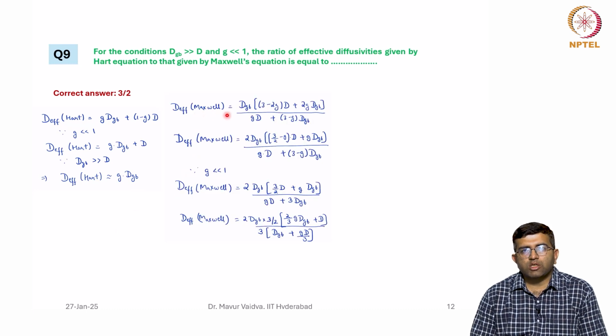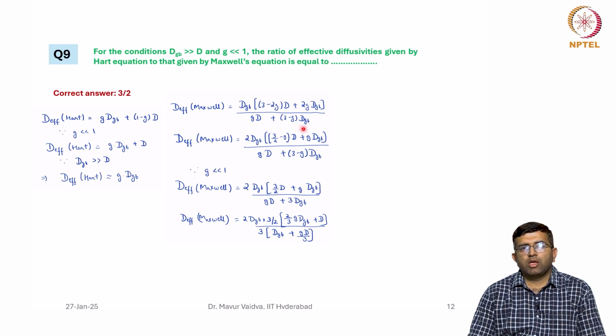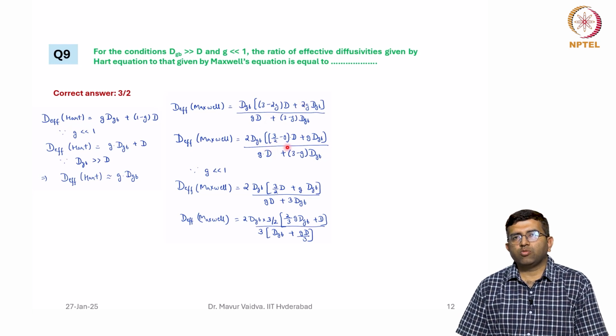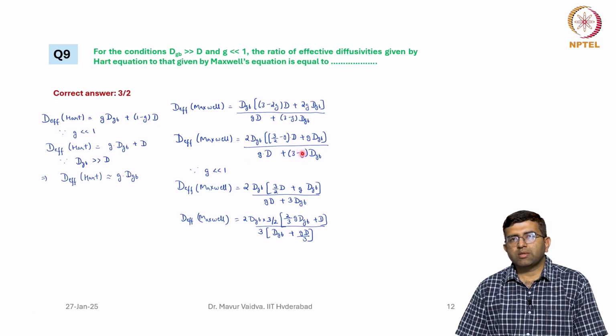Now, Maxwell's equation, the D effective is given by this expression: DGB into (3 minus 2g) into D plus 2g into DGB divided by gD plus (3 minus g) into DGB. So, if I take 2 common from here, I have 3 by 2 minus g into D plus g DGB in the numerator, and the denominator remains the same. Since g is very less than 1, this term can simply be written as 3 DGB, and this particular term can be written as 3 by 2 D.